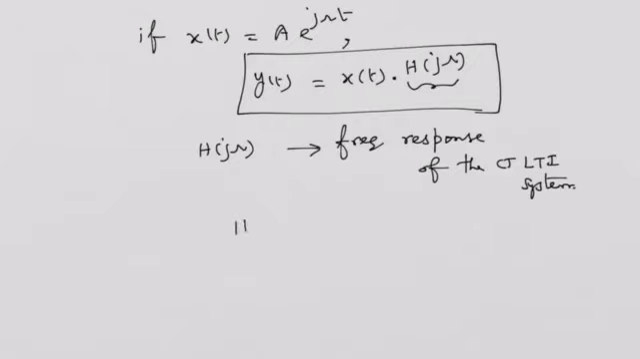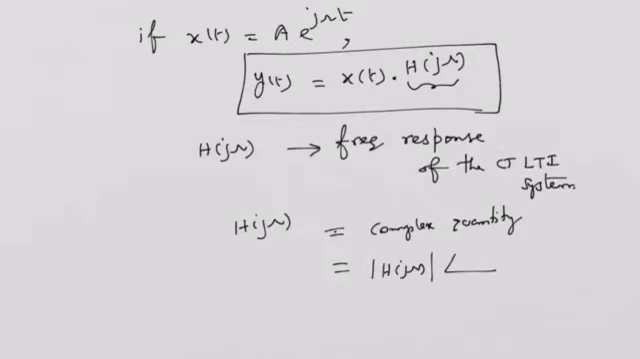What do you know about H of j omega? H of j omega is a complex quantity, where it can be expressed as a product, for example, the magnitude of H of j omega at an angle of H of j omega, magnitude and phase function. You know that this is the magnitude and this is called the phase function, right?